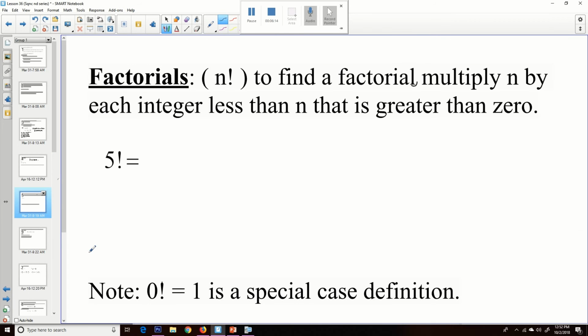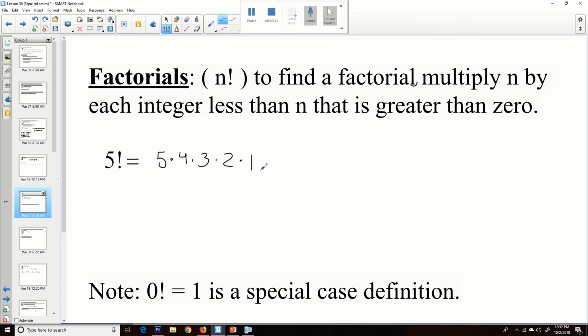So factorials, and factorial, that's how you read this. To find a factorial, you multiply n by each integer that is less than n and is greater than 0. So if I were to ask you to do 5 factorial, the way that you would write that is 5 times 4 times 3 times 2 times 1. So all of the integers that are less than whatever n was, but greater than 0.